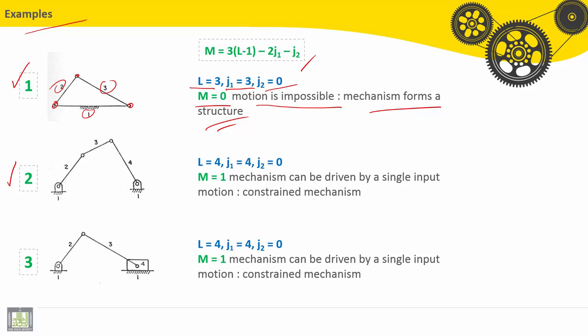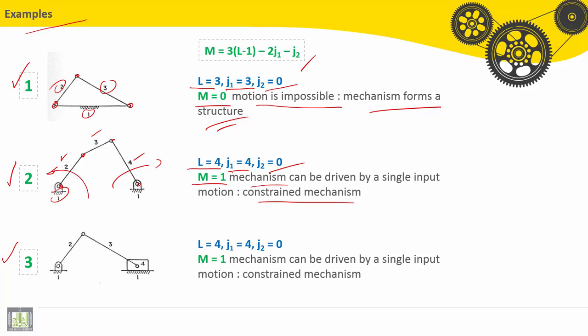For the second example, it is called 4-bar mechanism. We have number of links equal 4, the ground, second, third, and fourth. Lower pairs, rotation here, here, here, and here, 4, and no higher pairs. So M equal 1, mechanism can be driven by a single input motion, constrained mechanism. So it can be controlled by the rotation, here or here.